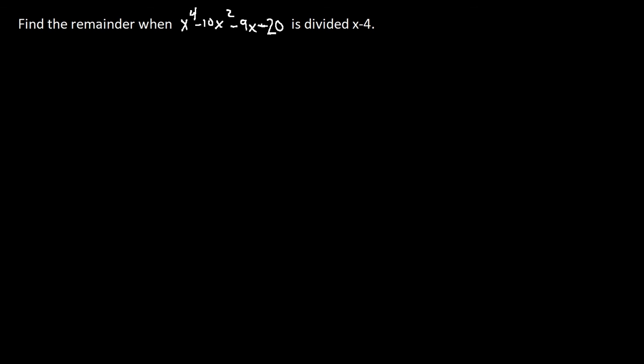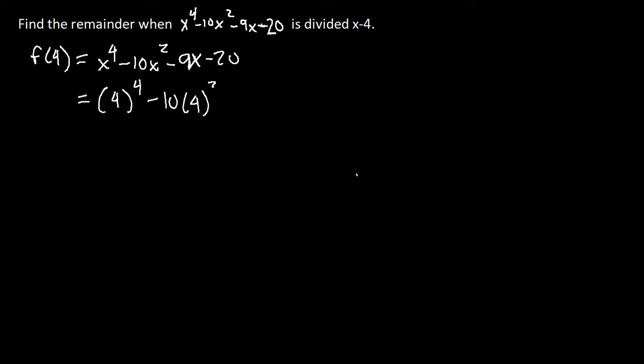So we're asked to find the remainder when x raised to 4 minus 10x squared minus 9x minus 20 is divided by x minus 4. So we know the root is 4, and we're solving for an equation given a function. So according to the remainder theorem, if we substitute 4 to all of our variable x, we should be able to get a remainder of some value. So let's do that. Replace all x's by 4 and solve. Now if we evaluate our function at x equals 4, the answer will be 40.